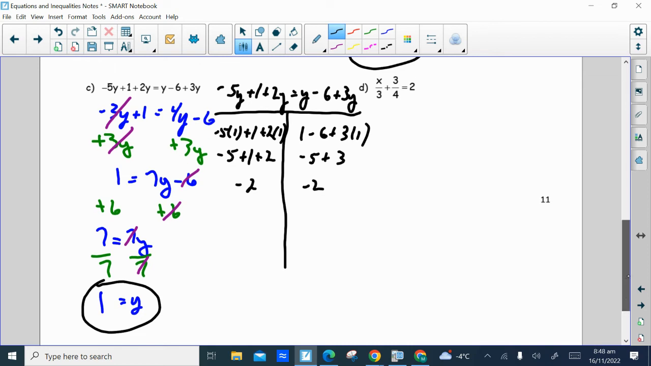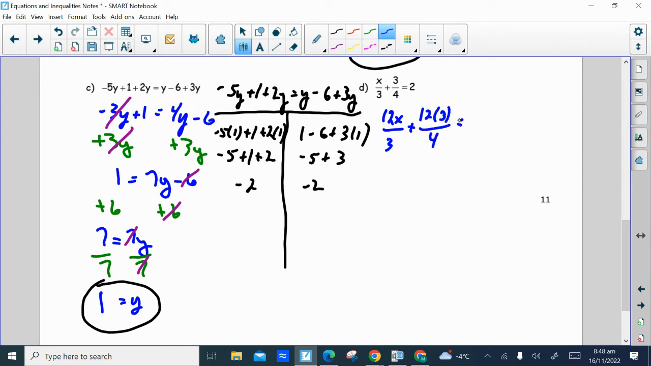Question D. We've got two fractions there, two denominators. What we want to do first is get rid of the denominators, and we do that by multiplying each term by the common denominator. So we have denominators of positive 3 and positive 4. We need to multiply everything by the least common multiple of 3 and 4, which would be 12. So I'm going to write this out, multiplying the first term by 12 and the second term by 12.